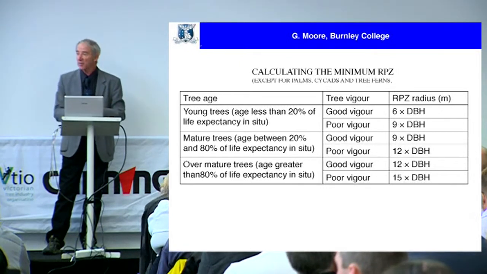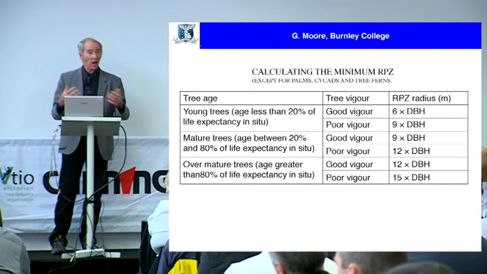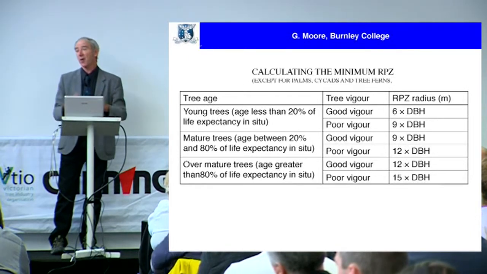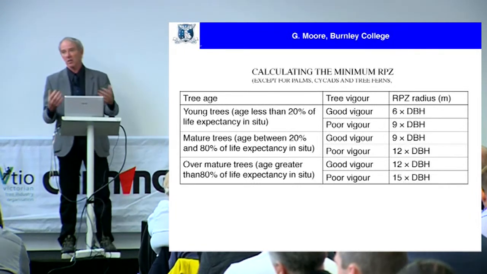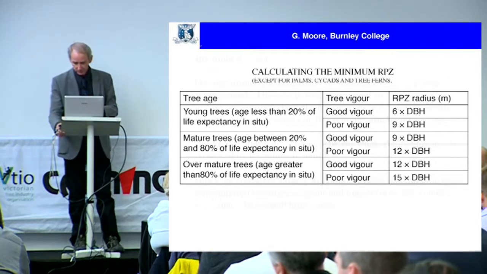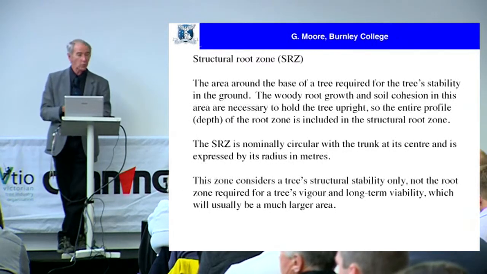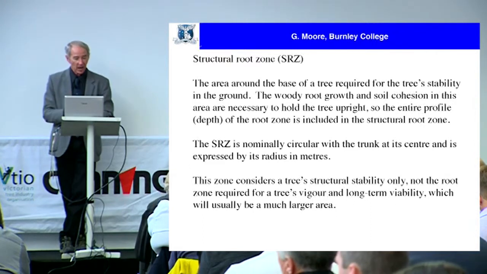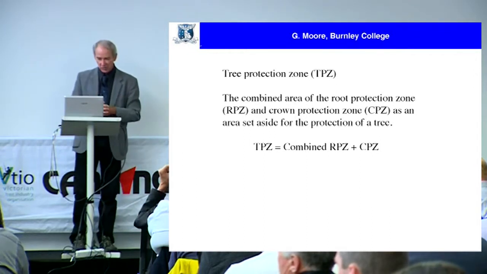We know that it oversimplifies root system structure. It's the best we've got. We're likely to have it for at least 5 years. It'll probably be renewed for a further 5 years before there's a major review in a decade's time. So we've still got about 6 years to go with a bit of luck, even if you don't like it. It talks about the structural root zone and it defines how you measure it. And then it talks about the tree protection zone.